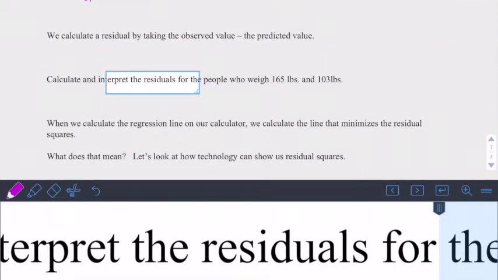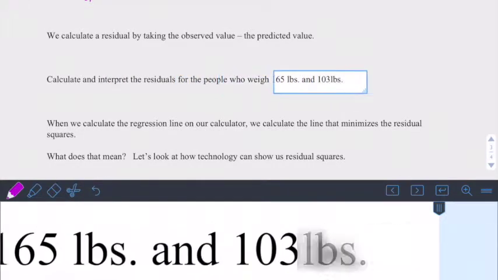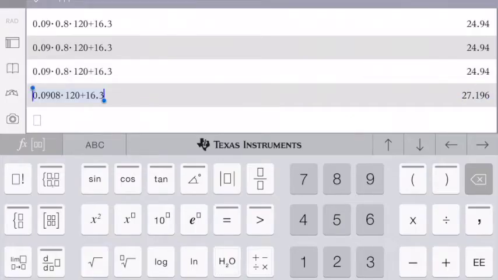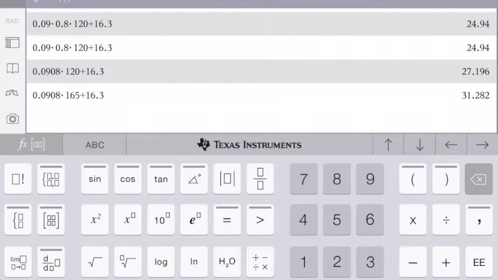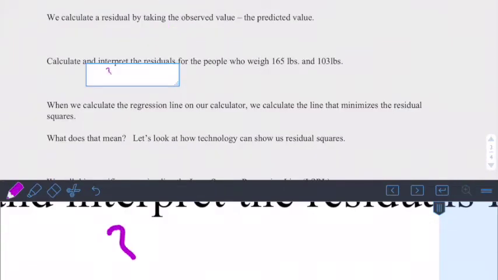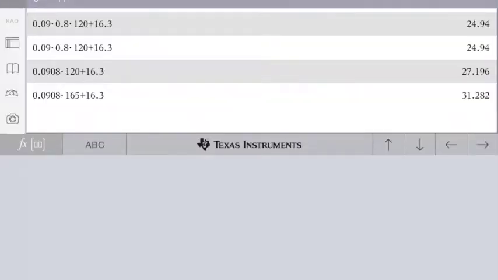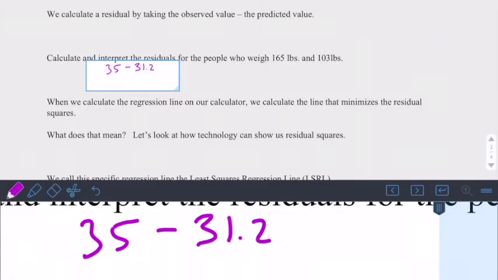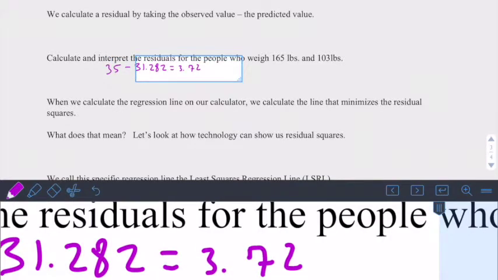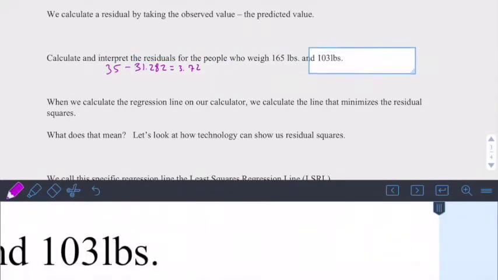Calculate and interpret the residuals for the people who weigh 165 pounds and 103 pounds. So we need 165 minus, and then we'll plug in 165. The actual value for 165 was 35 pounds, minus 31.282. So our residual is positive this time, and it's 3.72, good enough.